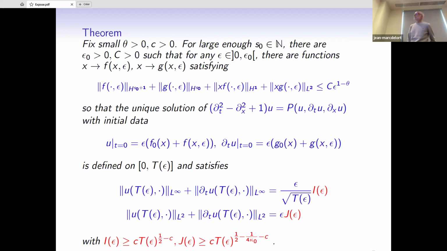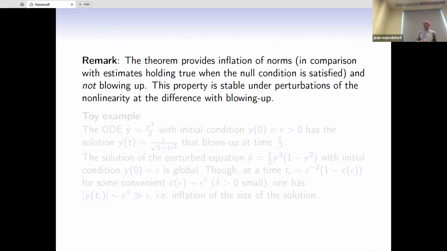So this theorem gives a result of norm inflation. It does not give a blowing up result. Do you believe it blows up or it's? Well, let me explain at the end. Let me explain why one gets only norm inflation and not blowing up.